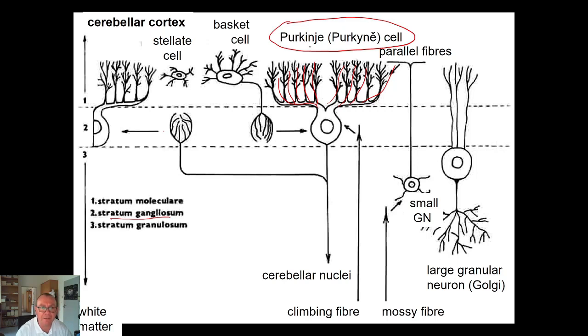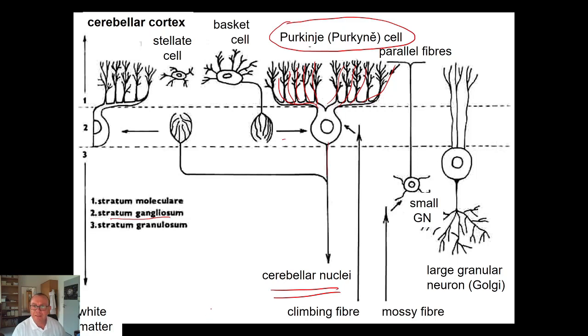Bodies are in one line, one layer in the middle of the cerebellar cortex, and they form the stratum gangliosum, and axons of Purkinje cells go down, go centrally, go through the granular layer to the white matter and to the cerebellar nuclei.